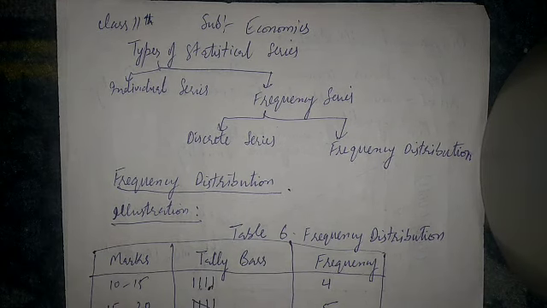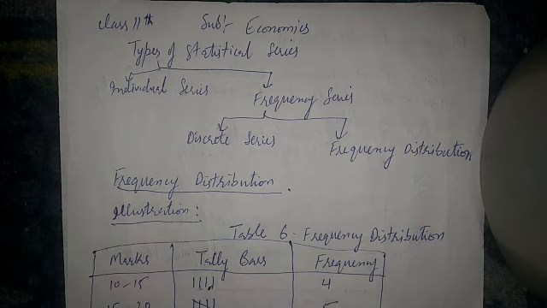Each item in the series is written against a particular class interval by way of tally bars. By way of a tally bar, the number of times an item occurs is shown as frequency against the class intervals to which that item belongs.